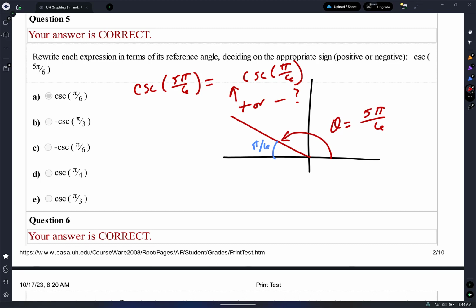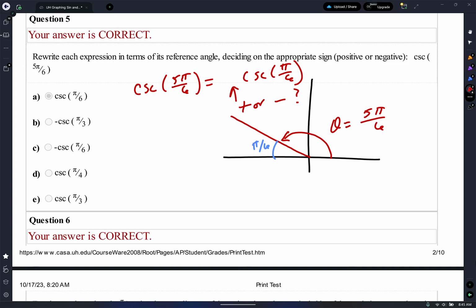Cosecant's a reciprocal of sine, yes or no? Is sine positive in quadrant 2? So that means cosecant of pi over 6 should give me the same value as cosecant of 5 pi over 6, because they're both positive. Cosecant's the reciprocal of sine. At pi over 6, sine is a half, right? So cosecant of 5 pi over 6 is 2. So cosecant of pi over 6 is also 2.